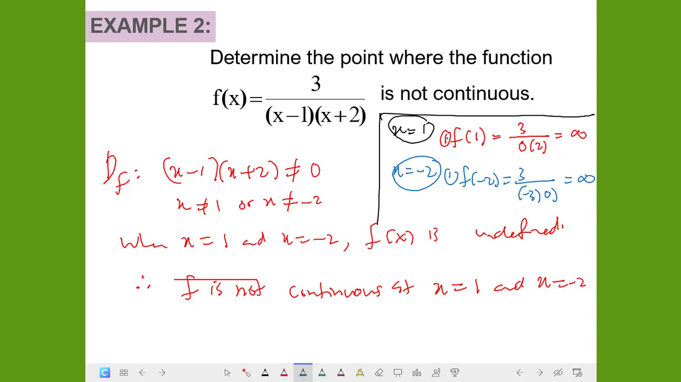When the first step out of the 3 steps fails to be satisfied, we consider this function discontinuous, or not continuous, at this point and also at this point. Find the domain: when x is not in the domain, the function is discontinuous. Consider it not continuous.